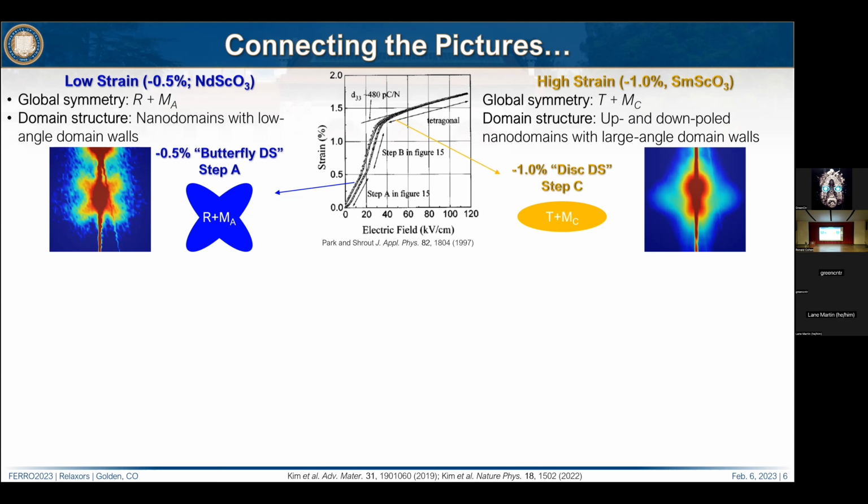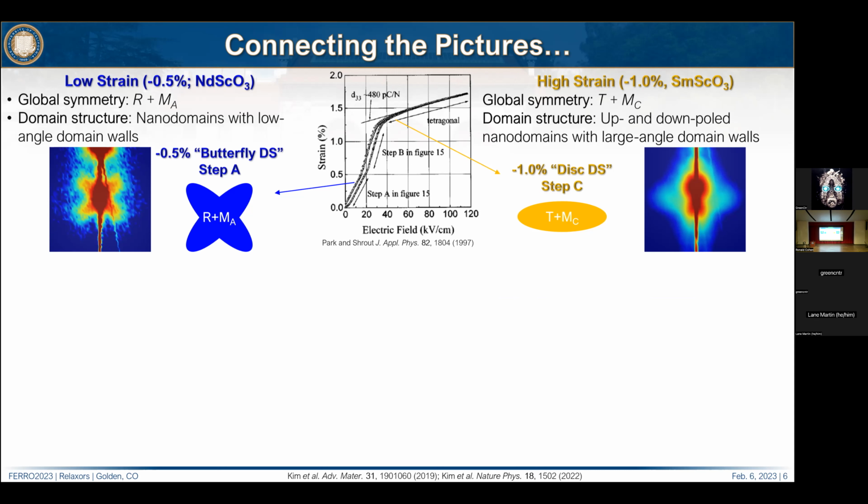This gives rise to these nanodomains that have these low angle domain boundaries, and it gives rise to this kind of butterfly-shaped diffuse scattering pattern in the system. Now, if you go out to the high strain state, say -1% strain, here we have a little bit more of a mixture of the tetragonal and the MC phase. We have a tendency to move towards these larger up and down polar domains in these systems. And we see a change in the diffuse scattering to something that looks a bit like a disk, okay?